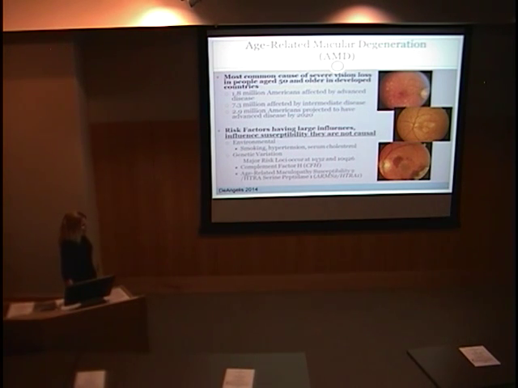We know that smoking, hypertension, and cardiovascular disease are involved as environmental factors, along with aging, of course, and having a first-degree relative, which can increase your risk up to 12-fold. A first-degree relative is a parent or sibling. As the patient population ages, we expect close to 3 million to have advanced disease by 2020.